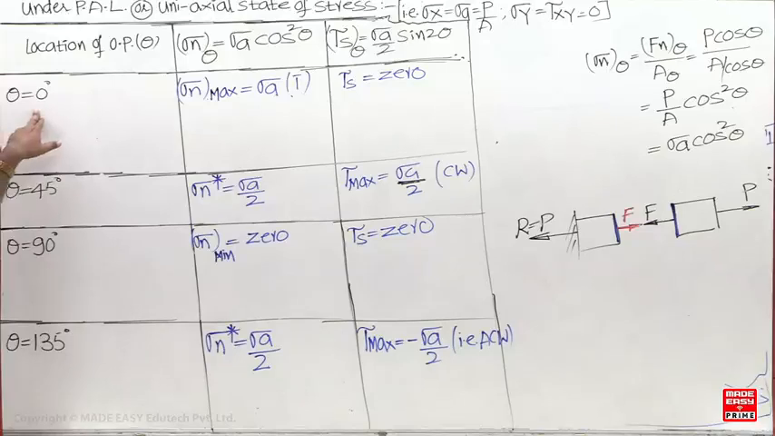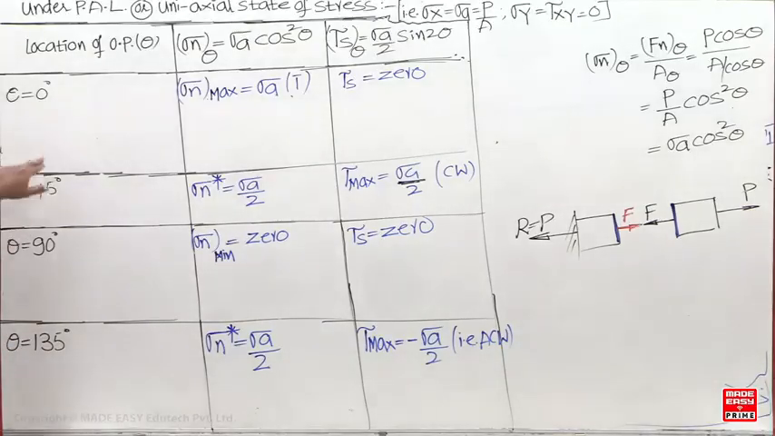This is a principal plane. At what angle? 0. How to get the other principal plane? They are at 90 degrees. If this is 0, then this is 90. What is the angle between the principal planes? 90. What is the angle between the tau max planes? 90. But what is the angle between the principal plane and the tau max plane?